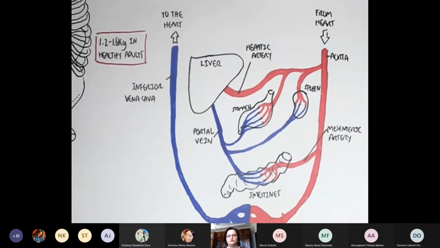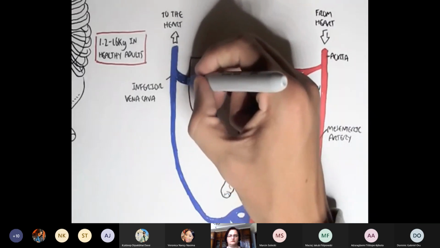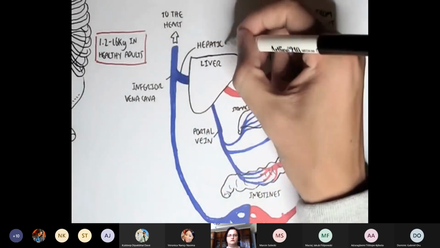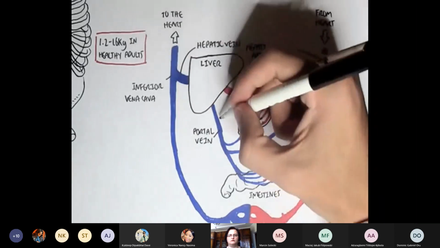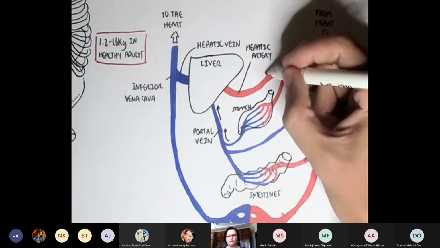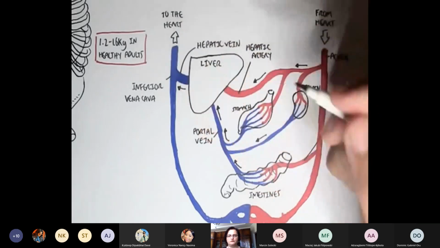So we see that we have the hepatic artery and the portal vein, one of them bringing in oxygen and the other bringing in nutrients. Then, once the liver has used all this oxygen and nutrients, there will be another vein leaving the liver known as the hepatic vein, which connects to the inferior vena cava, which then goes back to the heart.